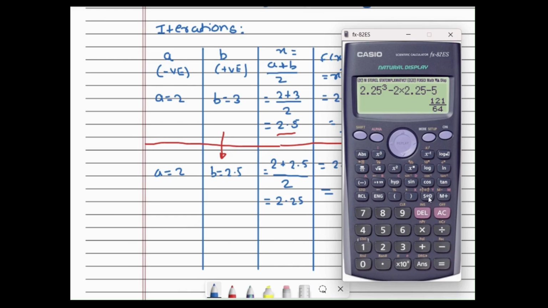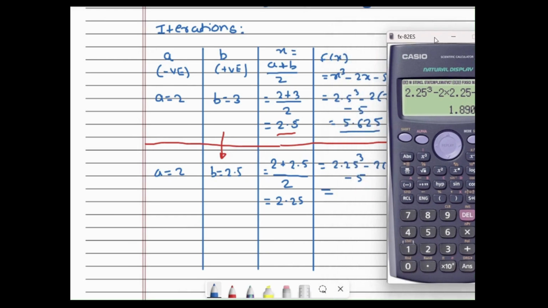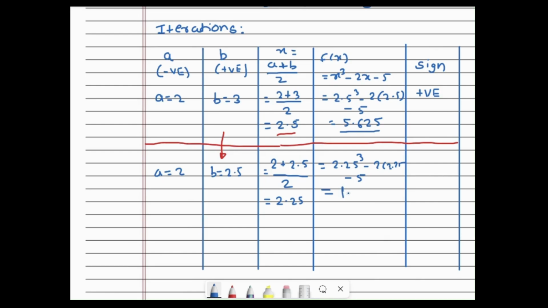Okay. The answer comes out to be 1.890. The answer of the function is 1.890. We're interested in the sign of this. This also turned out to be positive, which indicates that the root lies between 2 and 2.25. So we change the positive, and this completes our second iteration, iteration number 2. And here we change this one. The new b is 2.25, and a remains unchanged because the function turned out to be positive. अगर negative आता तो हमने a को change किया.